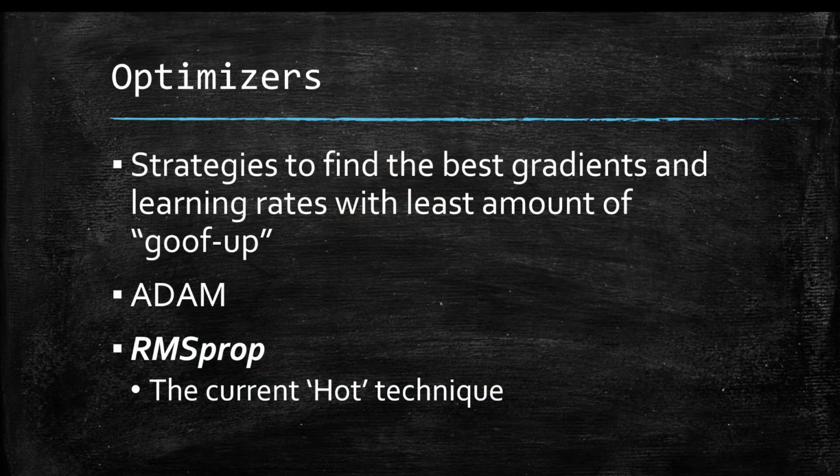Okay, an optimizer is an algorithm that adjusts our gradient descent over time. And so it's a strategy for providing the least amount of goof up, because it's a mathematical model. It's not going to be perfect. And Adam is the optimizer that we used. And there are other optimizers that we could use. One of those is called RMSprop, and that is currently a very hot technique in the realm.